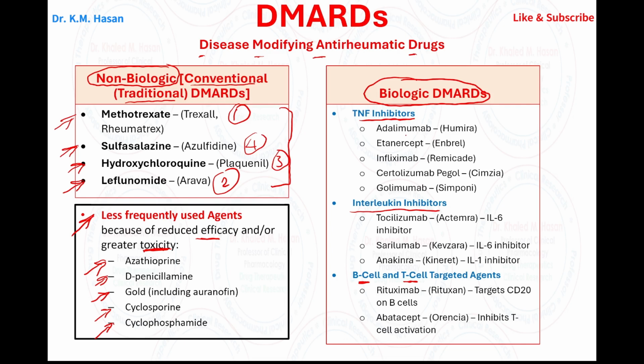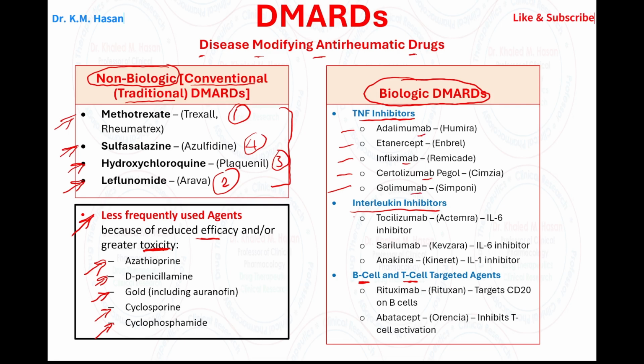So biological DMARD, tumor necrosis factor inhibitor. We have adalimumab, Humira. We have etanercept, Enbrel. We have infliximab, Remicade, certolizumab, golimumab, Simponi. So you can see here the TNF-alpha, tumor necrosis factor alpha inhibitors, biological factors. I will repeat it: adalimumab, etanercept, infliximab, certolizumab, and you can see MAB here stands for monoclonal antibodies.